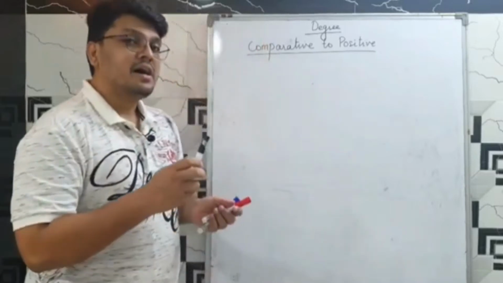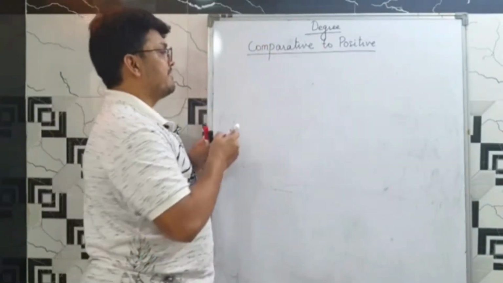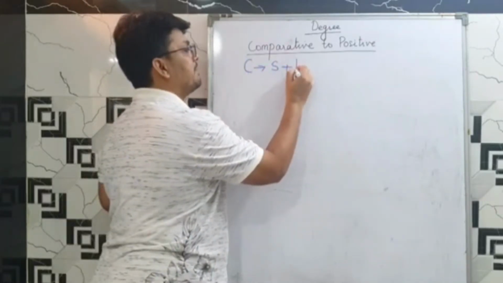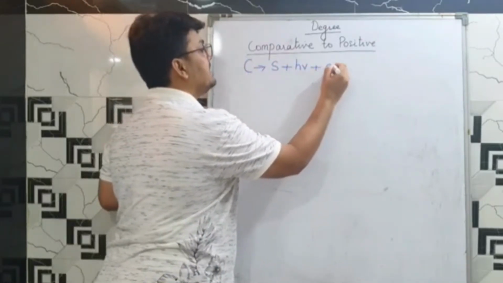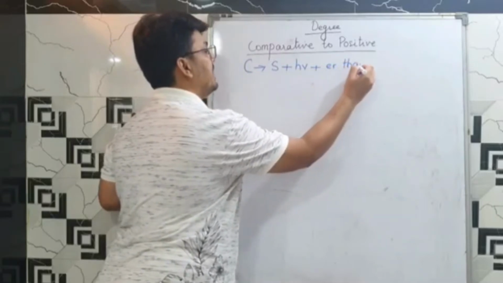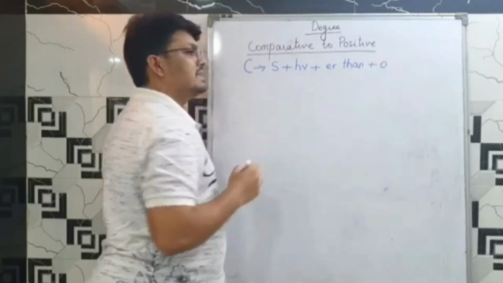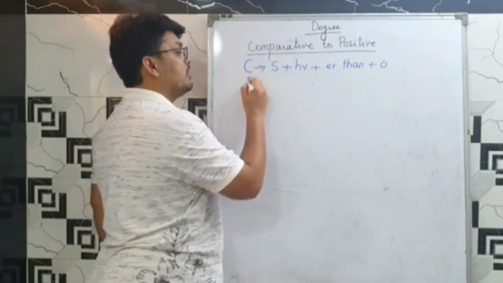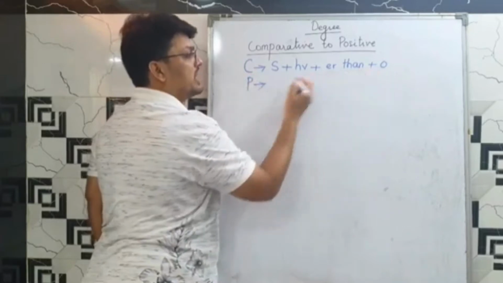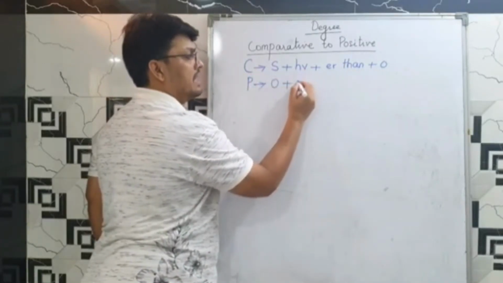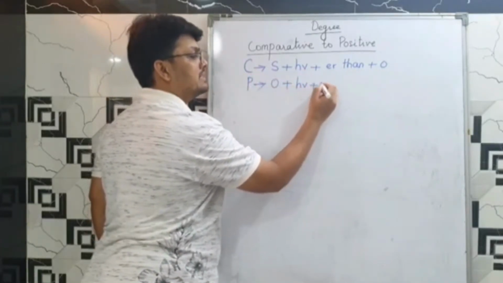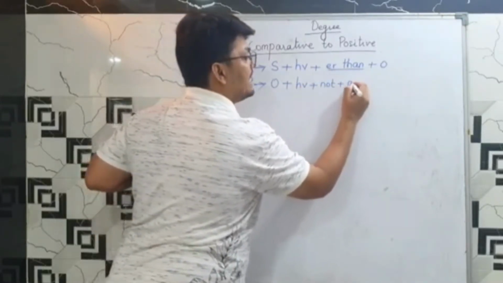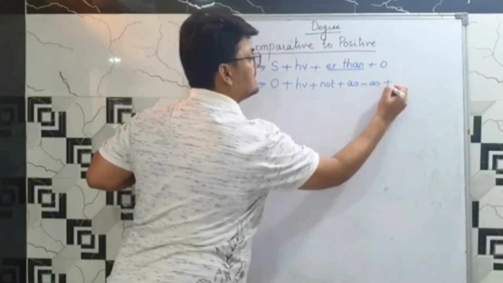So let's write the structure of comparative degree. It begins with subject plus helping verb plus er then plus object. So this is the structure of comparative degree. And how will you convert into positive degree? Object will come first, plus helping verb plus not. We will convert this er then into as plus subject.